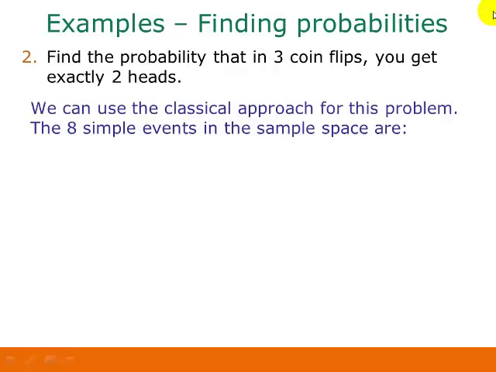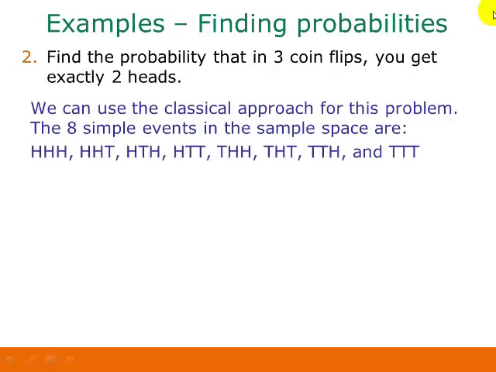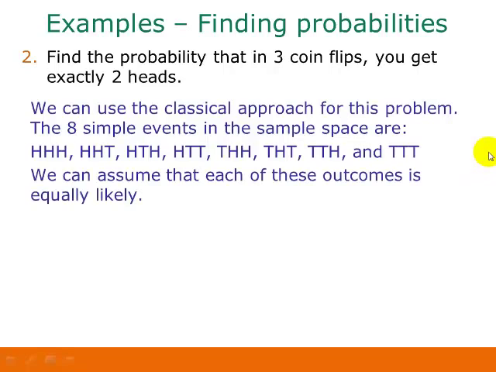Since we're doing 3 coin flips, we actually end up with 8 simple events in our sample space. This is a lot like the example we looked at earlier with the 3 children and them being male or female. So the 8 possibilities in the 3 coin flips are either that we get all heads, that we get head, head, and then a tail, or that we get head, tail, head, and so on. So these are all 8 of our possibilities. We can assume that each of these outcomes is equally likely.